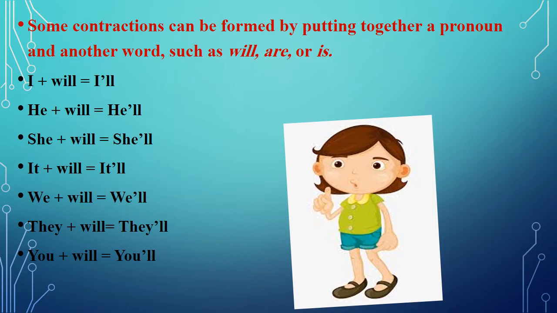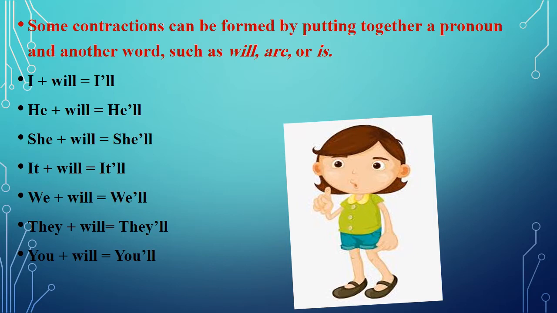He will. Cross the WI, replace them by the apostrophe, we'll have he'll. She will. Cross the WI, replace them by the apostrophe, we'll have she'll. It will. Cross the WI, replace them by the apostrophe, put the two words together, we'll have it'll.